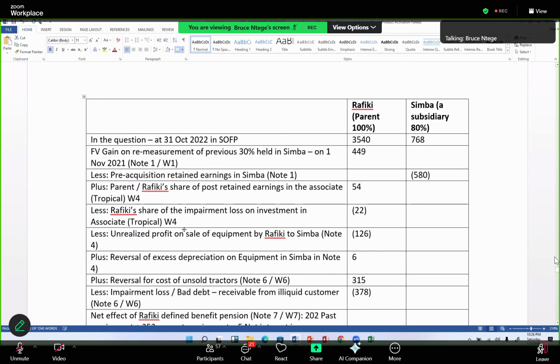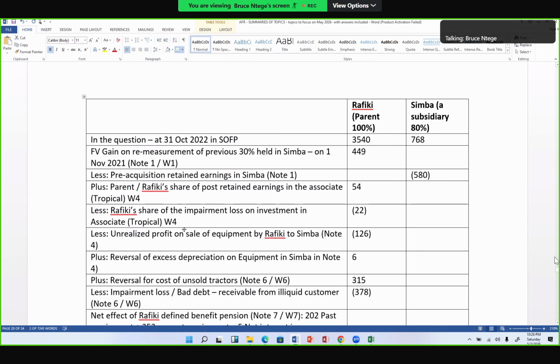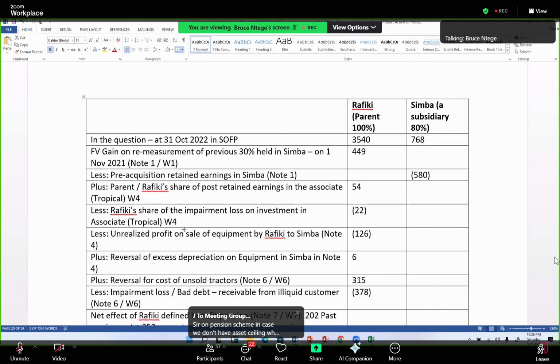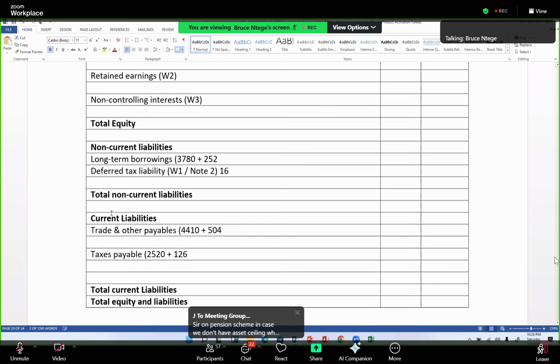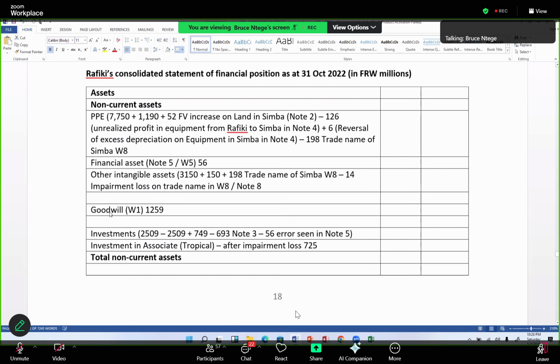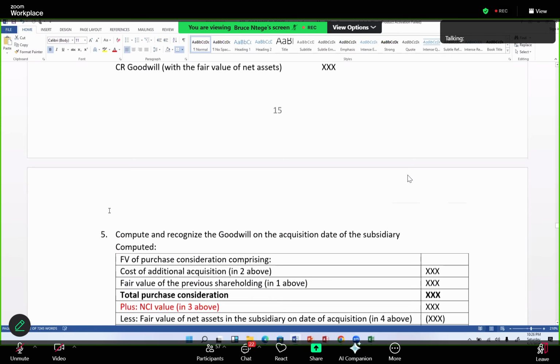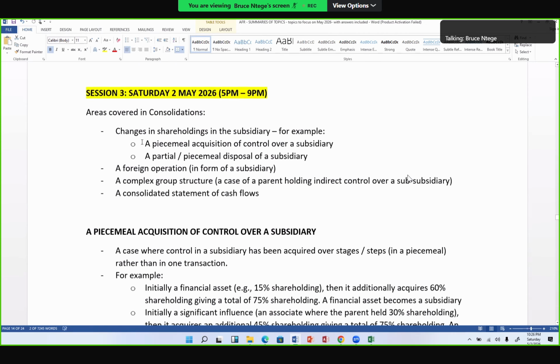Tomorrow, we have another question on consolidations. The question we're going to do should have, I think I'm picking the one that has disposal. I'll look for one that has a part disposal, because if I remember, let me just see our timetable here. We arranged consolidation areas. Yes, today we've done piecemeal. So tomorrow let me get a partial disposal in the morning.